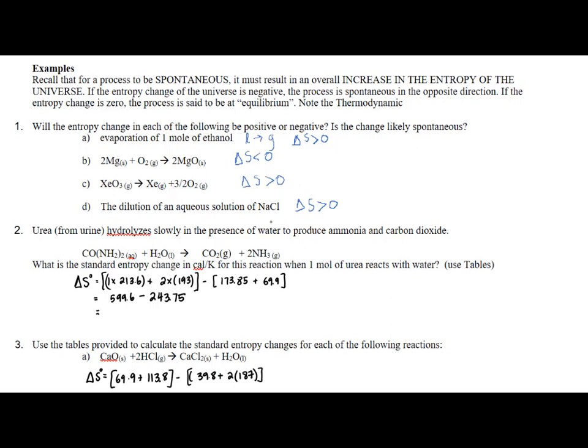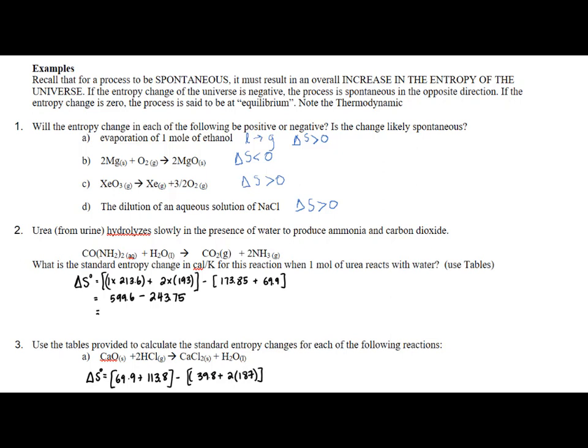And in terms of thinking about this spontaneously, we just think to ourselves, can we dilute, just in a lab without any external assistance, a solution of sodium chloride? Sure we can. So we'll predict that this will be spontaneous.